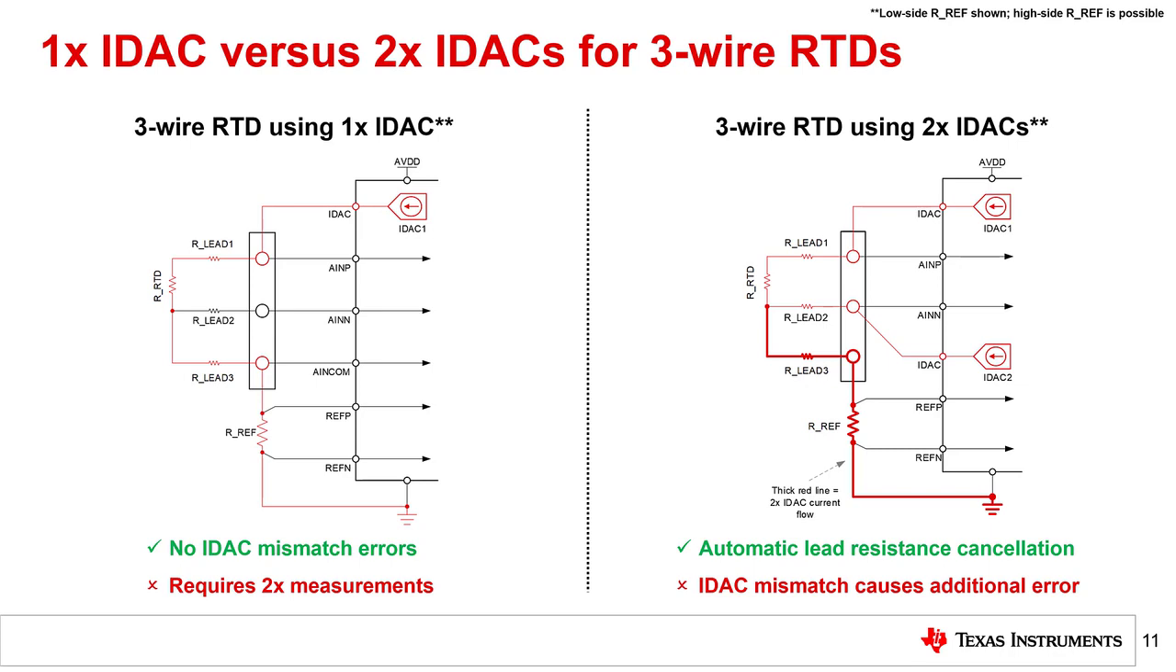As stated in the top right, both RTD measurement systems shown here use a low side reference resistor to generate the ratiometric reference voltage. However, each configuration can also be used with a high side reference resistor. Note that the analysis for a 3-wire RTD using 2 IDACs changes between a high side or low side reference resistor. When using 1 IDAC, the analysis is the same. 3-wire RTD configurations are discussed in detail in a subsequent RTD Precision Labs module.